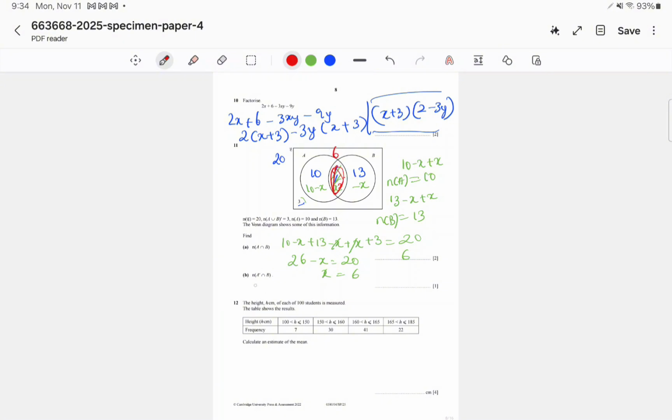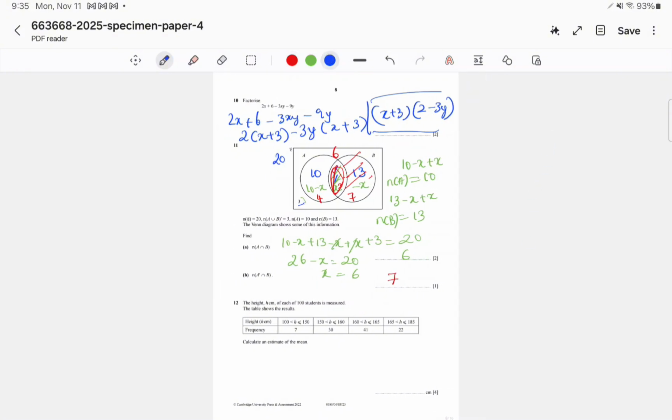Okay, now next part. It is n of A complement intersection B. For this question, how will we find out the answer? Find these values. It is 10 minus x, so 10 minus 6 is 4. Here 13 minus 6 is 7. So n of A complement intersection B, this part alone we will get the answer. So here, this part alone for the second question. So the answer is 7.